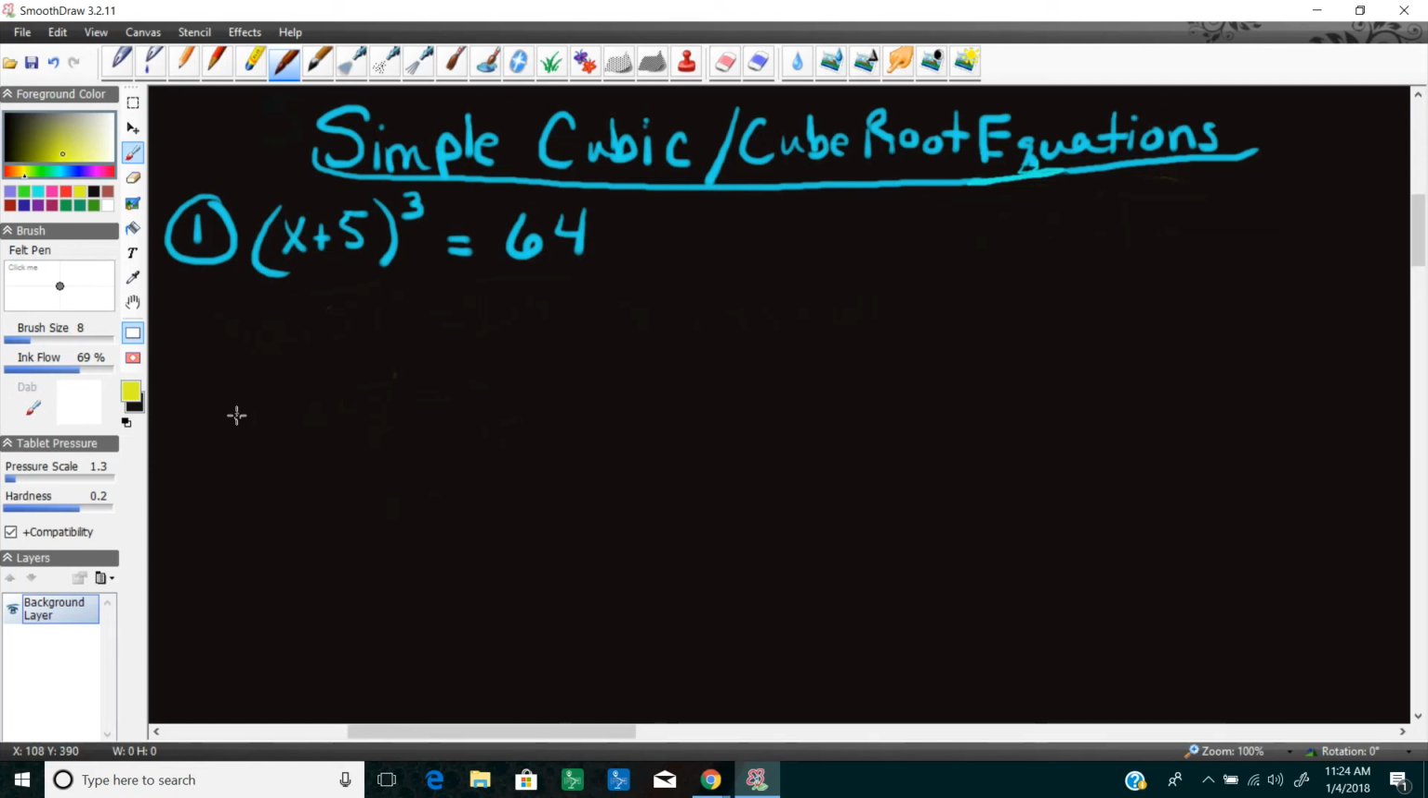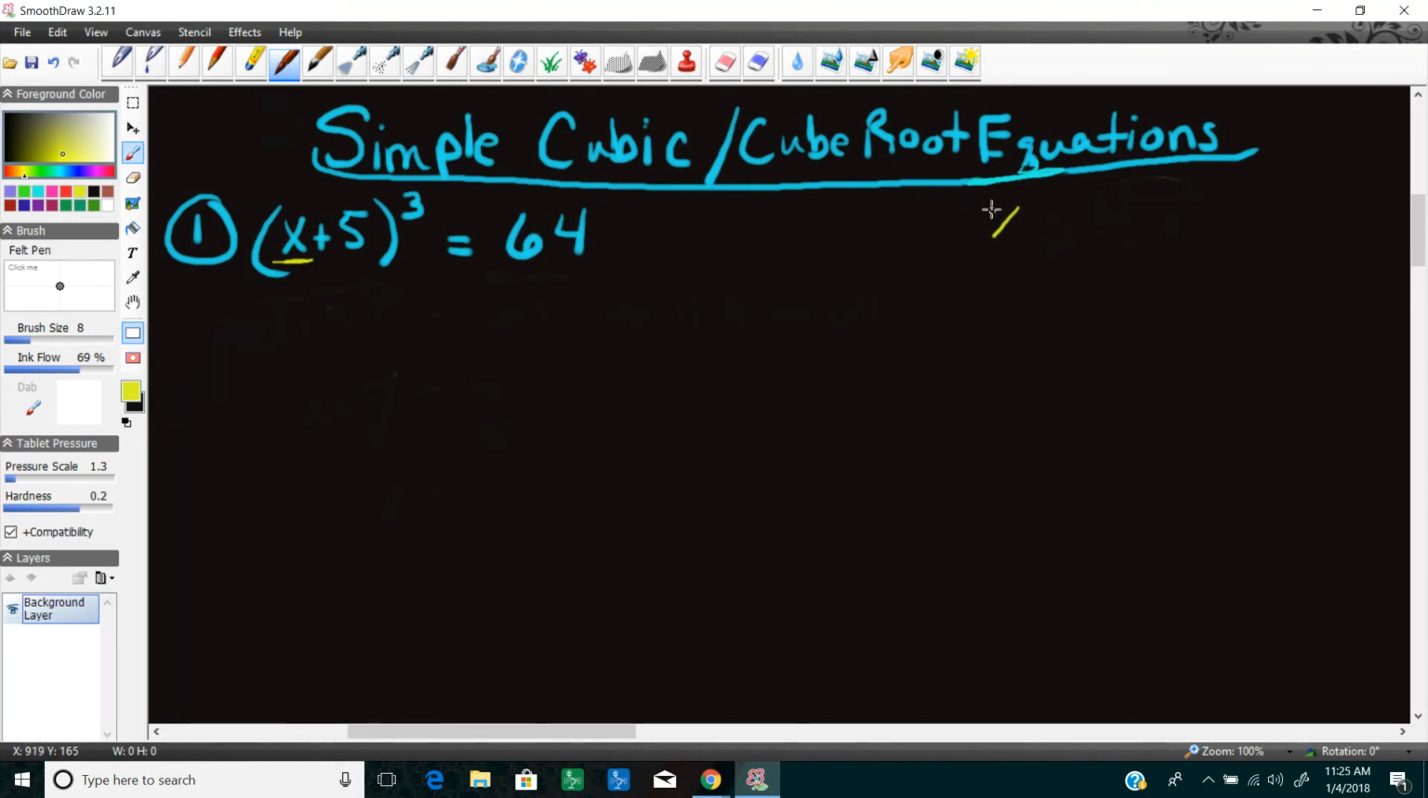Hey, this video is going to talk about how to solve simple cubic and cube root equations. Remember, when solving any equation, we are trying to isolate the x variable and see what value of x will make this equation a true statement. In other words, if I plug in the value here, I would get 64 on this side equals 64.